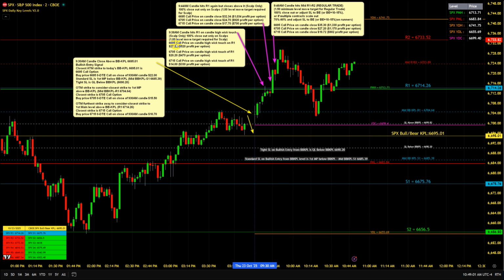The 66.95 call price on the high wick touch of the R1 level was $27.20, so that's $520 profit per option. The first out of the money call strike, the 67.05, on the high wick touch of this level was $20.20, so that's $470 profit per option. The 67.15 furthest out of the money strike on the high wick touch here of R1 was $14, that's $330 profit per option.